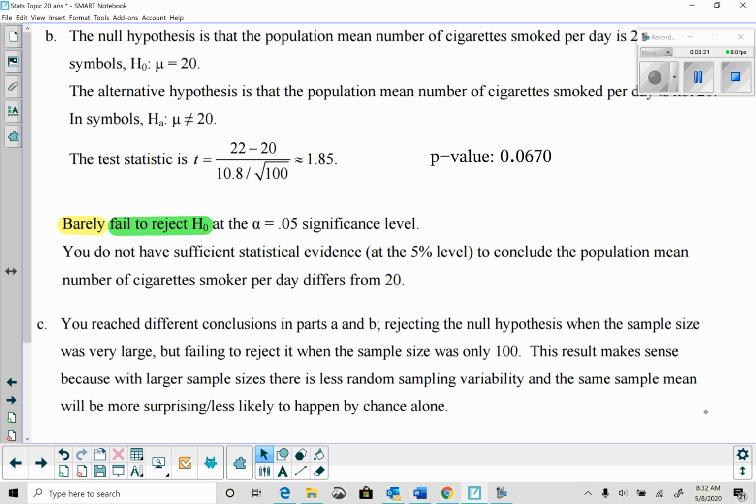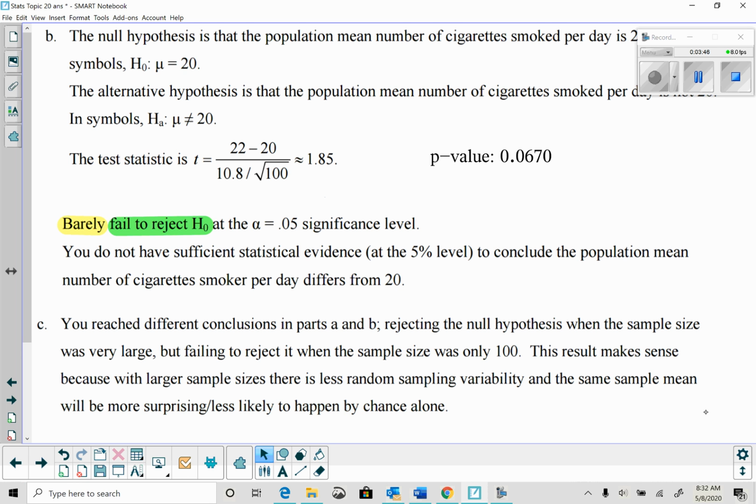So now part B, suppose that a smaller study produced the same sample mean, same standard deviation, but the sample size was only 100 people. So we go through the whole thing again. Basically, you got to change just a few numbers. So our null hypothesis, mu equals 20. Alternative hypothesis, mu is not 20.